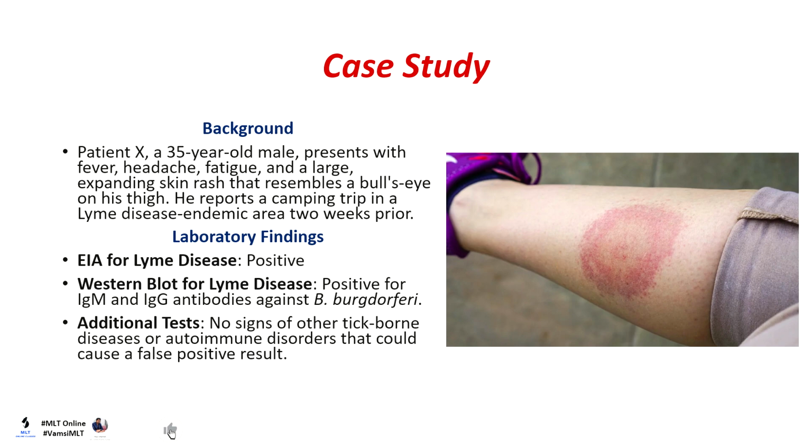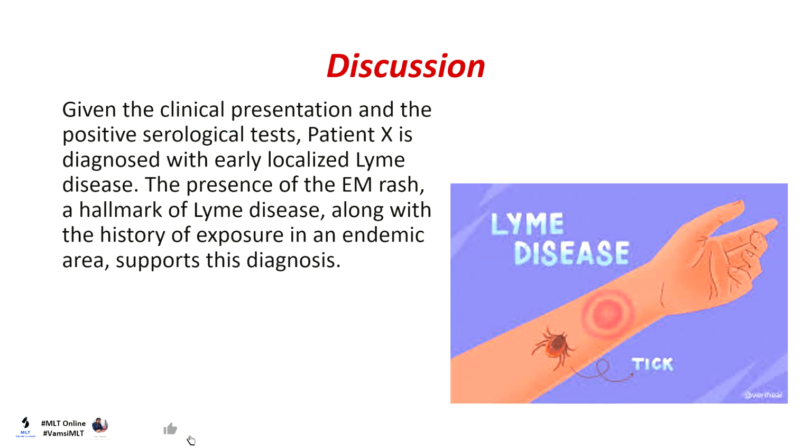Laboratory findings. EIA for Lyme disease, positive. Western blot for Lyme disease, positive for IgM and IgG antibodies against B. burgdorferi. Additional tests: no signs of other tick-borne diseases or autoimmune disorders that could cause a false positive result. Discussion. Given the clinical presentation and the positive serological tests, Patient X is diagnosed with early localized Lyme disease.